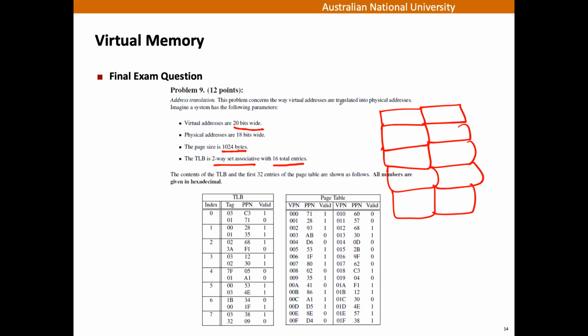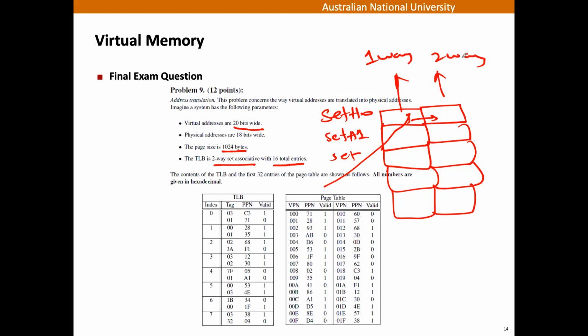So each set, we do this set associatively for flexibility. So we can put something here or here. If we have direct mapped, only one line per set, there are a lot more conflicts. So we have two-way set associative. This is one way, and this is the second way. So 16 entries, two-way set associative. How many sets do I have? 8. Easy, 16 over 2, 8. So each set has 2 lines.